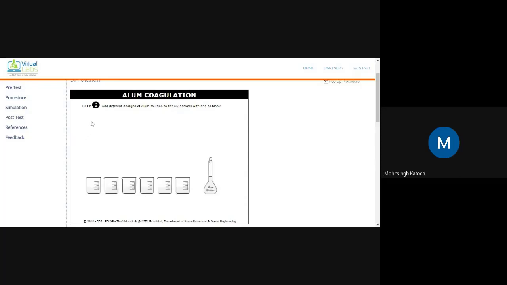So next is step 2: add different dosages of alum solution to the 6 beakers with one as a blank. We will keep the first sample as the blank solution, where 0 ml alum will be added, and then we will add alum in increasing quantity in each of the beakers. The first step is to squeeze the pipette bulb and dip the pipette into the alum solution. We dip it in the alum solution. Press the up arrow on the bulb to take the liquid up into the pipette. Liquid is taken into this pipette.